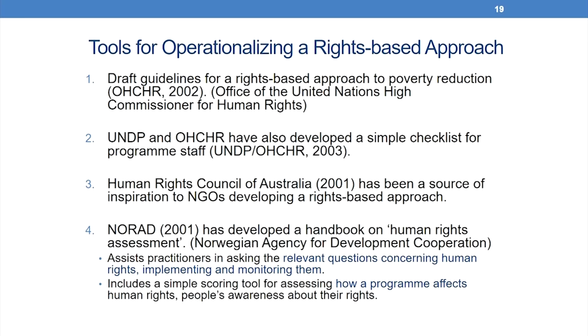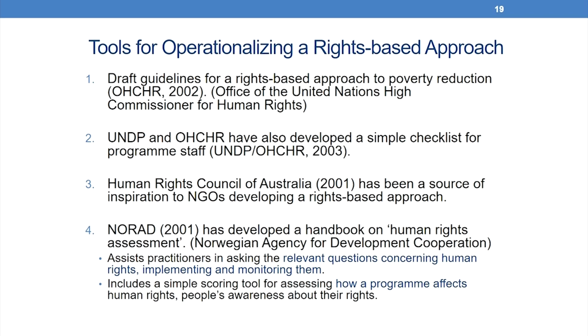So, various tools have come up over a period of time that have tried to operationalize rights based approach. For example, we have draft guidelines for a rights based approach to poverty reduction provided by the Office of the United Nations High Commissioner for Human Rights. We have UNDP and OHCHR that have developed a simple checklist for program staff. A simple online search will give you this checklist. Human Rights Council of Australia has been a source of inspiration to NGOs developing a rights based approach.